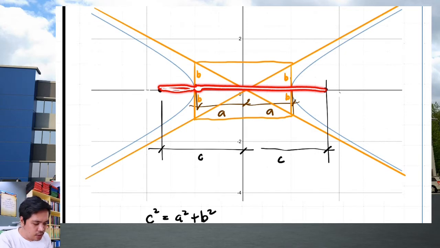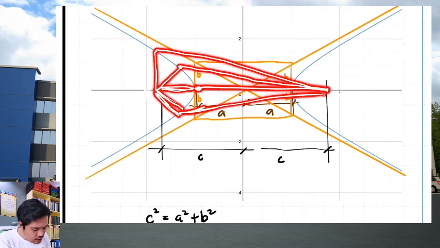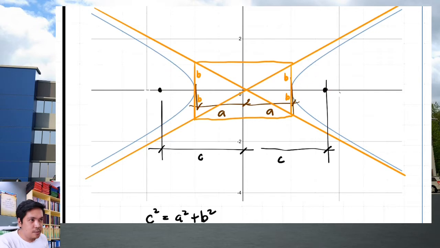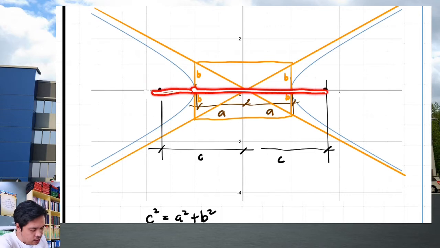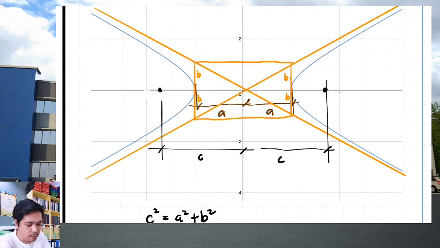That means if the point is right here, this distance minus this distance is the same as this distance minus this distance. So if we consider this point, this distance minus this distance is equal to, if we consider this other point, this distance minus this distance. Okay, so let's try that.